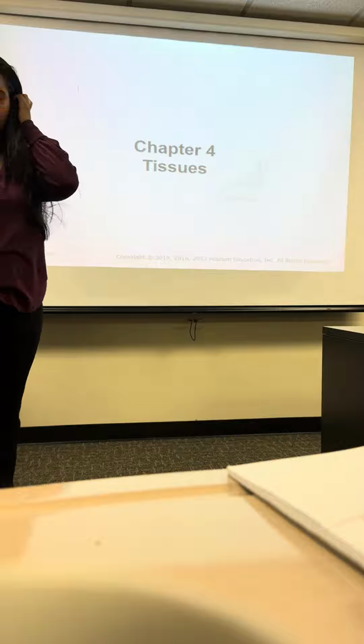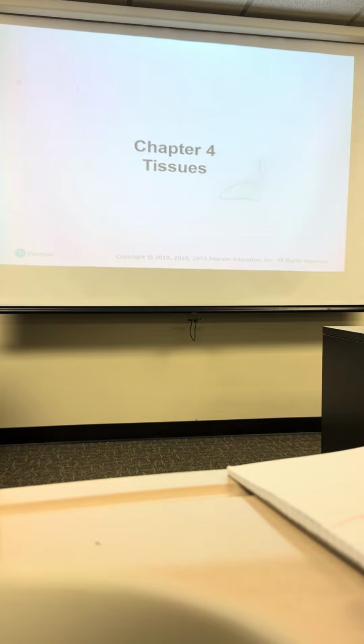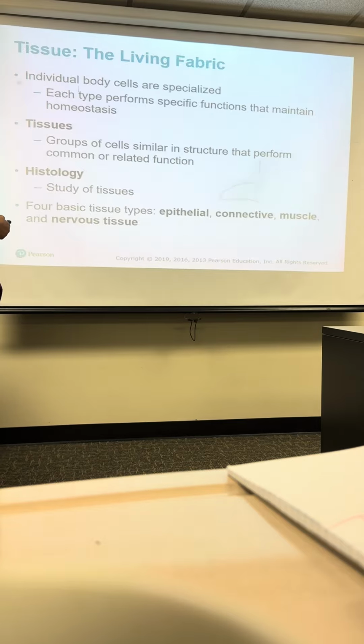Okay, so we are going to start talking about chapter 4. Chapter 4 talks about tissues. So, when we say tissue, what do we mean by that? What is tissue? Group of cells. A group of similar looking cells, when they perform a specific function, we call it tissue, right? Okay, so the study of tissue is called what?